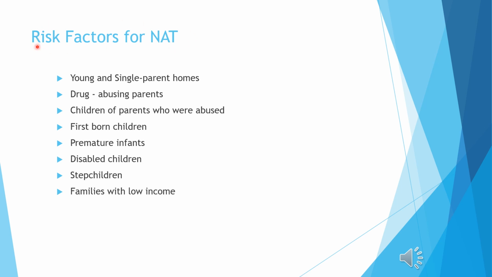What are the risk factors of non-accidental trauma? Young parents, single parents, drug abusing parents, parents who were abused as children, firstborn children, disabled children and premature children, stepchildren, and families of low income. So these are the risk factors of non-accidental trauma, but as we said, it can happen in families of all socioeconomic backgrounds.